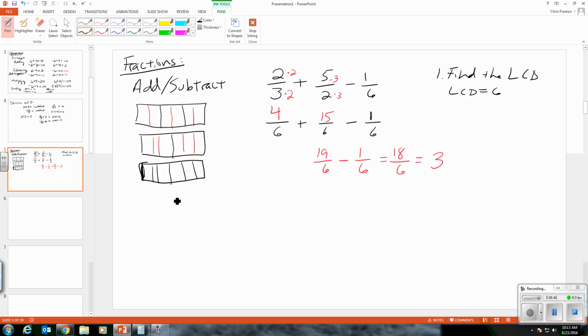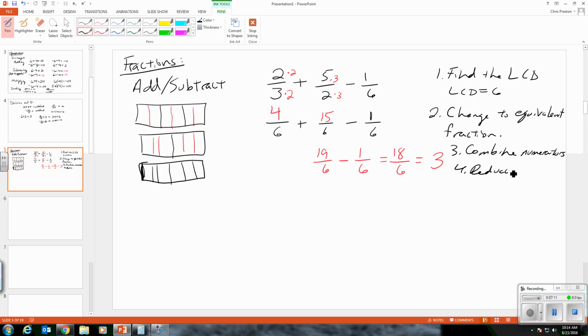Adding and subtracting. So find a common denominator, change to equivalent fractions, equivalent or equal value, right? And then combine numerators. And last thing, reduce, if possible.